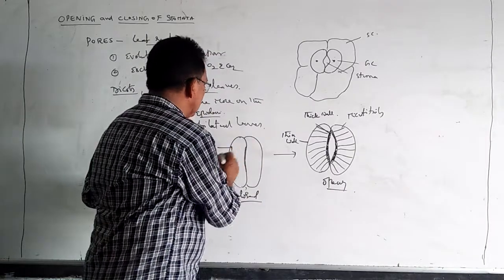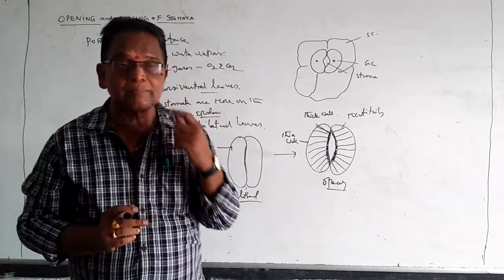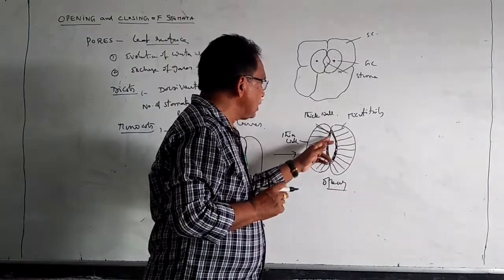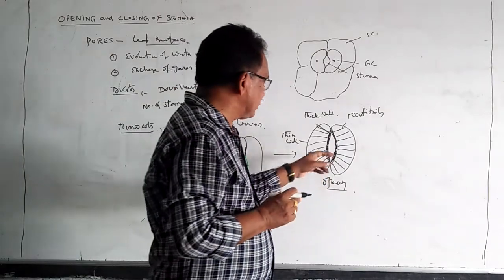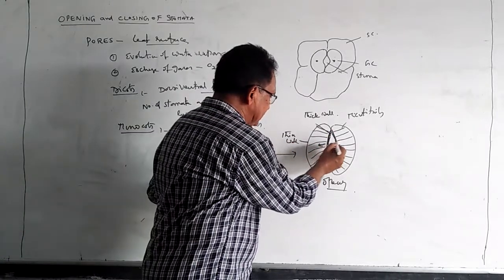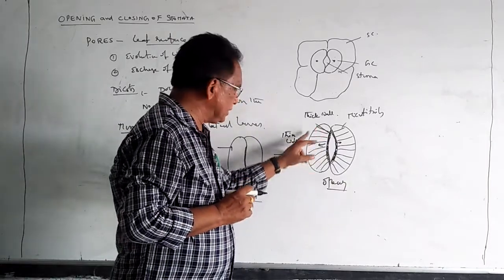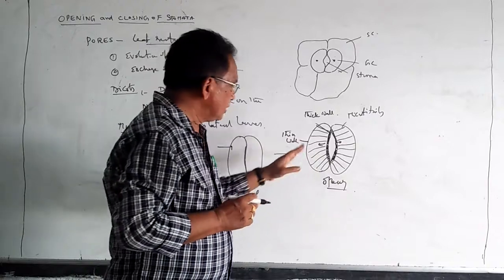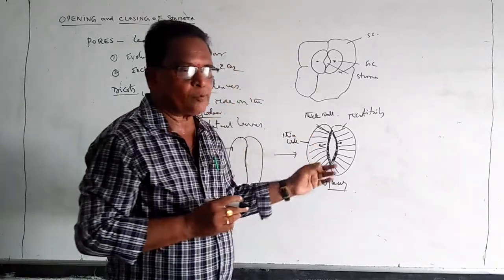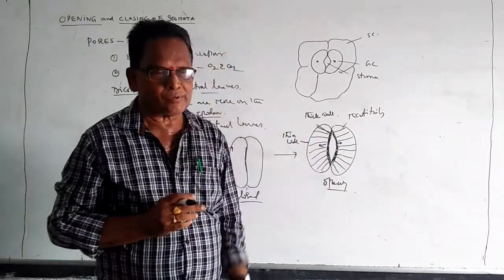So whenever water enters into the guard cells, the guard cells become swollen, and as a result of this swollen condition, the thick wall of the guard cell that is adjacent to the pore is stretched. Because of this stretching, the thin wall of the guard cell also becomes swollen and enlarged, and the stoma opens. So whenever the stoma opens, the water vapor will come out.